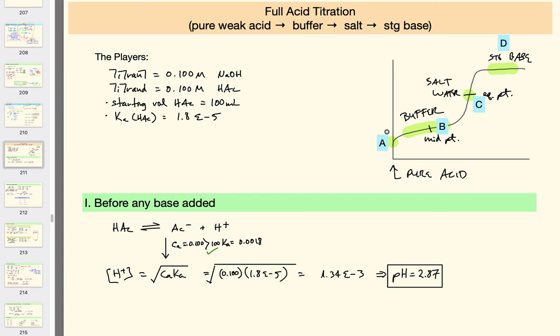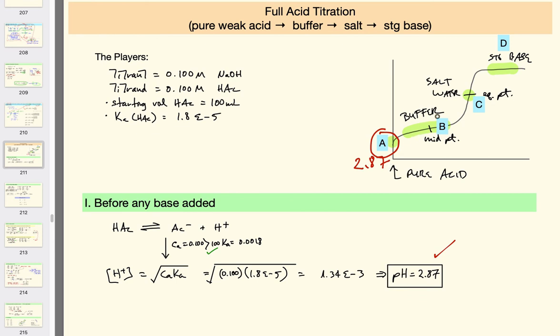Okay, where are we? What is our pH right here? Well, we know we have no base added at this point, so we merely have a weak acid system. So let's fill that into our formula. H plus is equal to the square root of Ca times Ka, and plugging in the numbers, we get the pH is 2.87.